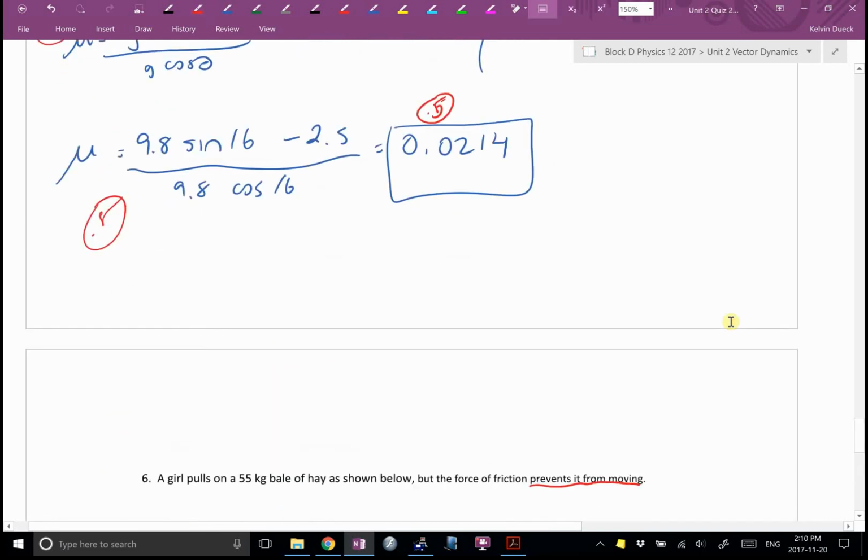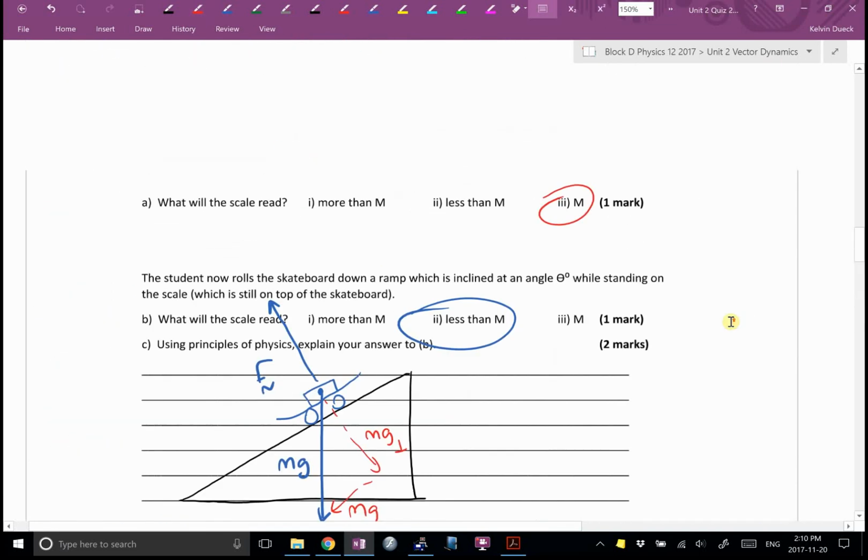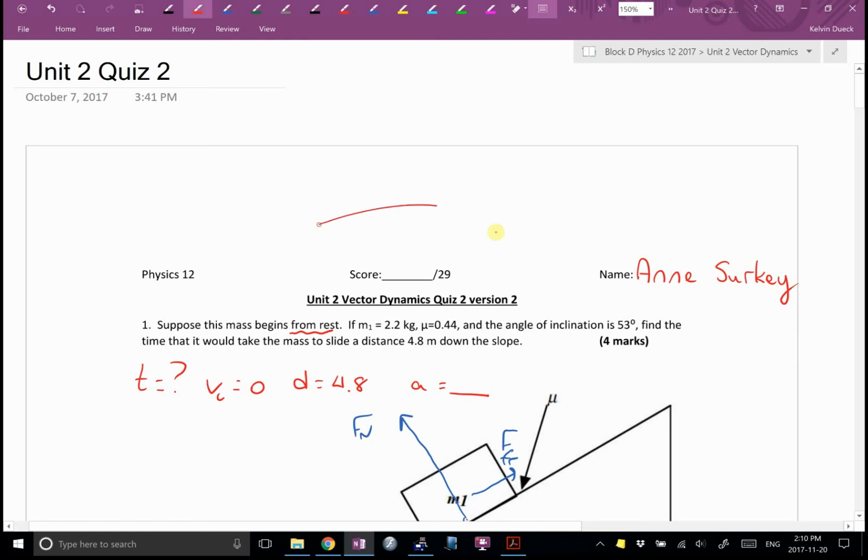Can you give yourself a lovely, lovely, lovely score out of 29? Wow.